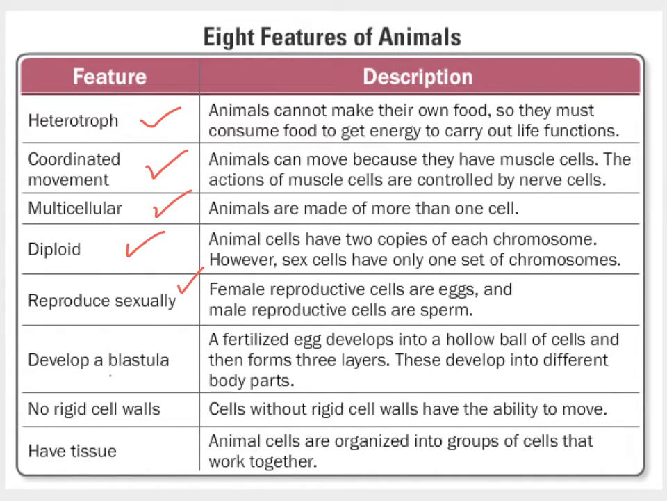They develop what we call a blastula, and that's a hollow ball of cells that'll then form 3 layers, and from this we develop into the entire organism. They don't have any rigid cell walls, and they do have tissues. So animal cells are going to be organized into groups that'll work together. We'll talk more about the tissues and the organ systems a little bit later on in this course.